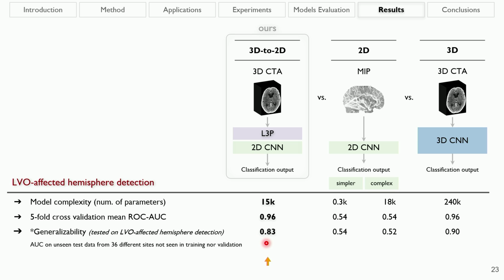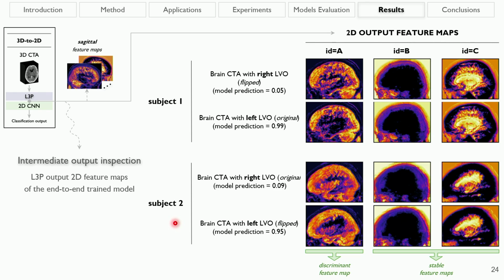Also, it is able to generalize well when trained using data from one medical site and tested using data from 36 different sites not seen during training nor validation. You can also see that 2D methods learning from a sagittal MIP are not able to solve the task at all. For this task, once our model was trained, we also wanted to inspect the intermediate outputs. Specifically, we wanted to visualize how the feature maps obtained after the L3P module looked.